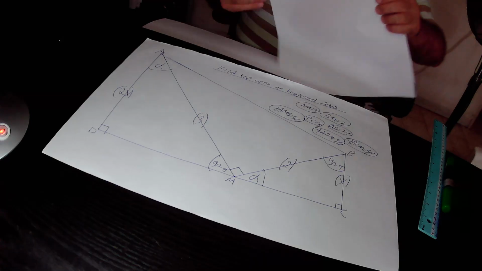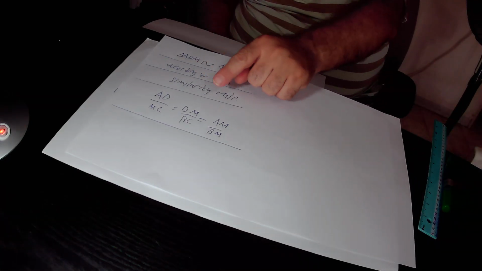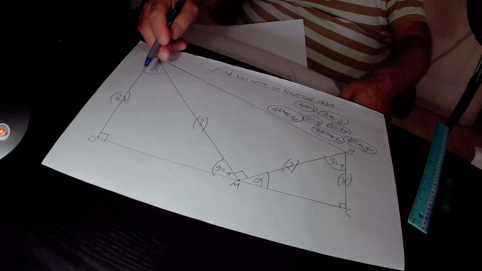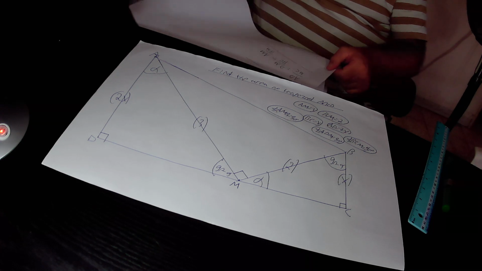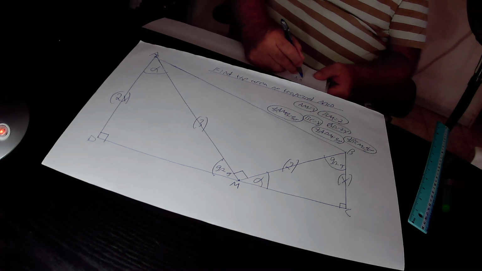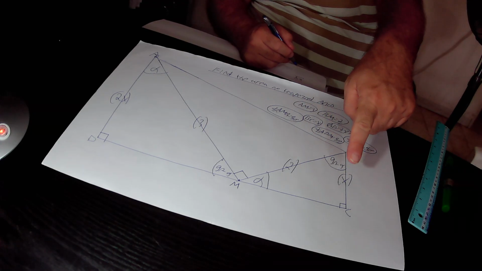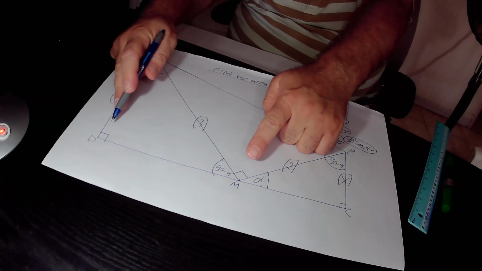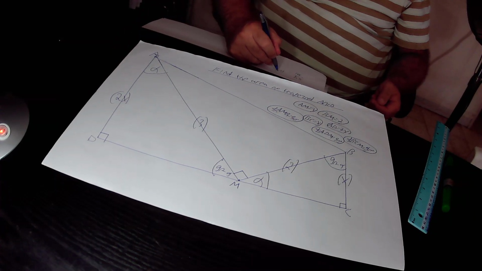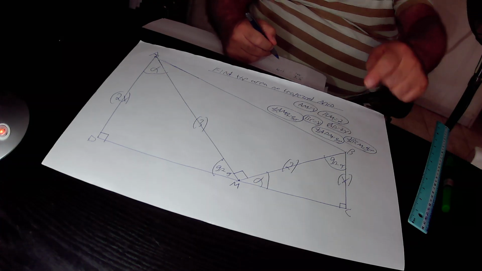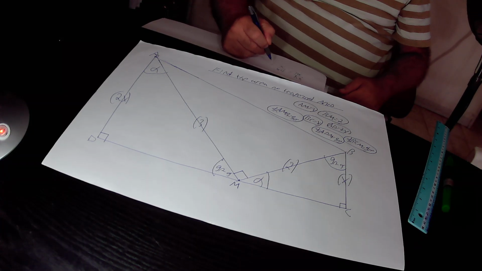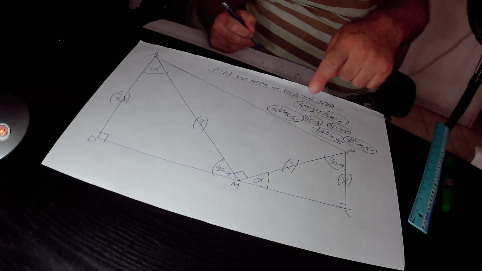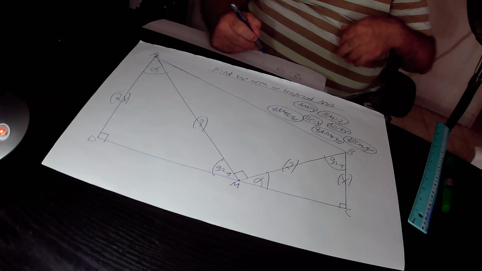So in total, we derive that AD over MC equals DM over BC equals AM over BM. AD is 2x over MC. MC is the missing side, so we leave it as it is. And it is equal to DM over BC. DM is also the missing side, so we leave it as it is. BC is x. And it is equal to AM over BM. AM is 3 units according to what is given in the question. BM is 2, also according to what is given in the question.